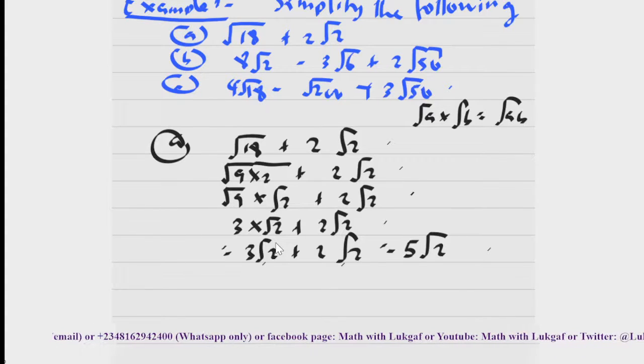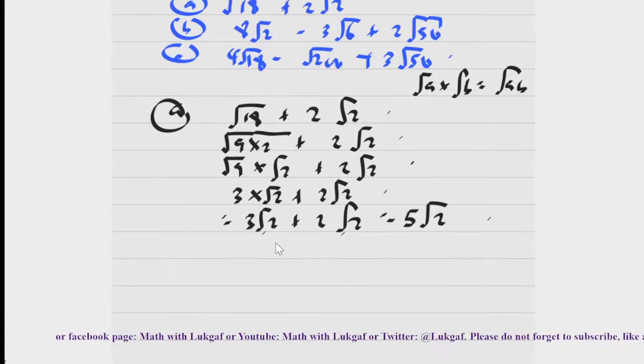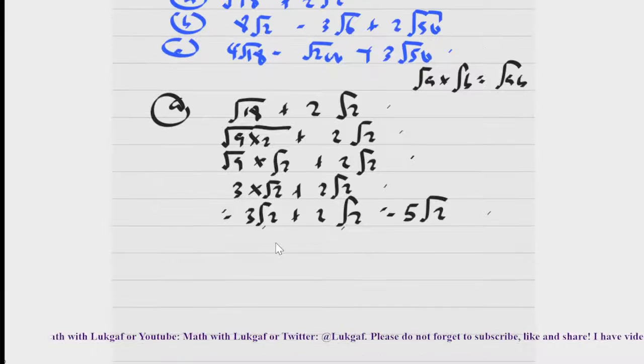Again, you have to express in its simplest form. Then you collect the like terms and simplify further. And don't forget, you can only add or subtract surds having the same terms.